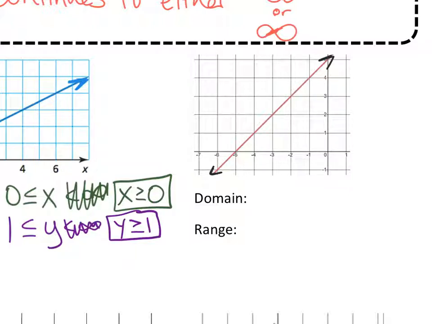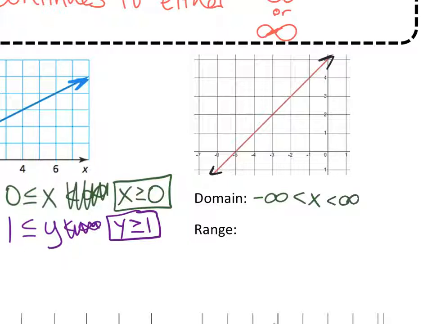I start on the left. Can I ever reach the left number here? No. What is the left number on this side of the graph? Negative infinity. I never can reach the end because it's got an arrow there. It's going to keep going forever. What about the right side? Does it ever stop on the right? No, so I'm also going to put infinities.